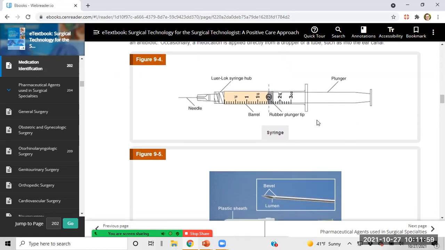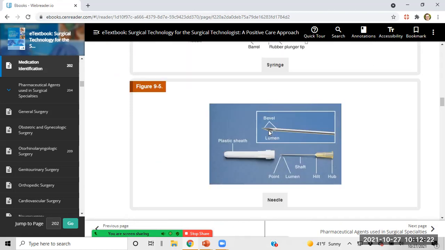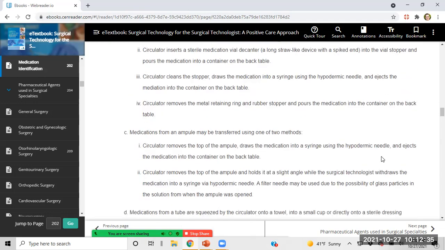And then here is a syringe. There's your needle, there's your Luer-lock tube or hub. You'll be able to see medication through this little hub. And of course, here is your barrel and the rubber plunger tip, and here's your plunger. You're going to be using these on a regular basis, and you'll want to be familiar with the needle and the bevel and the lumen of it. You want to be aware of where the bevel is at. Is it up or down? This is called the shaft and the hilt, and this is the hub. And of course, it has a plastic sheath over it.